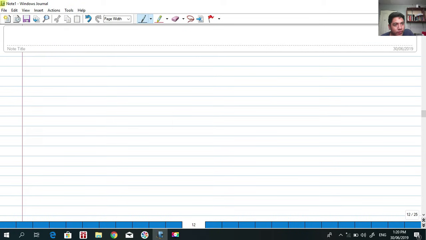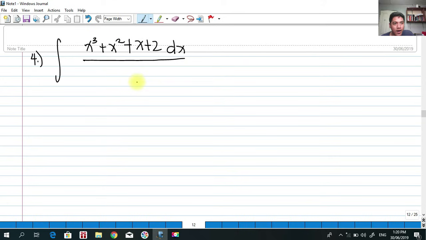So for number 4, we have to find the integral of x cubed plus x squared plus x plus 2, the same example from a while ago, dx over x raised to 4 plus 3x squared plus 2, which I have shown you in the first part of this video. The very first thing, again, if we are going to integrate this using partial fractions, we should be able to factor out the denominator, x raised to 4 plus 3x squared plus 2.